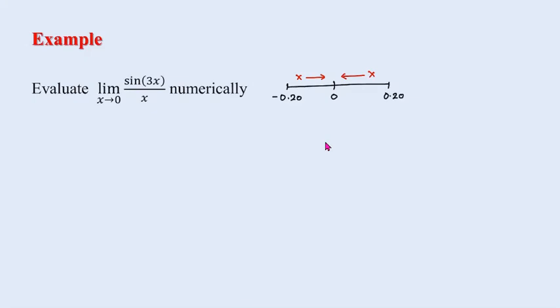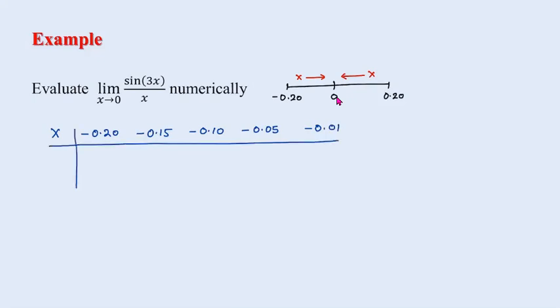So we look at different x values, negative 0.20. Now we have to go closer and closer to 0. So next can be negative 0.15, then negative 0.10, then negative 0.05, and probably the last one, negative 0.01. So at these different x values, we have to find the value of the function. Our function is sine 3x over x. So we need to find the value of that function when x approaches 0 from the left.